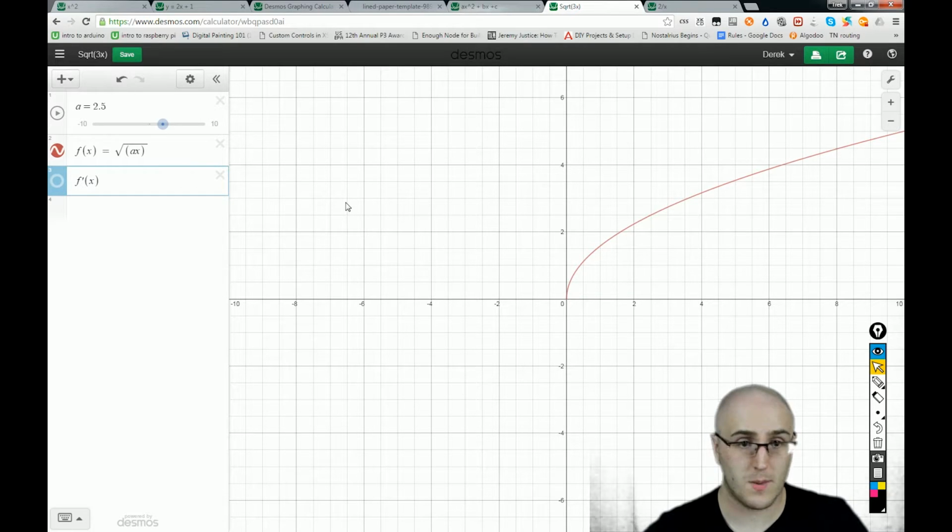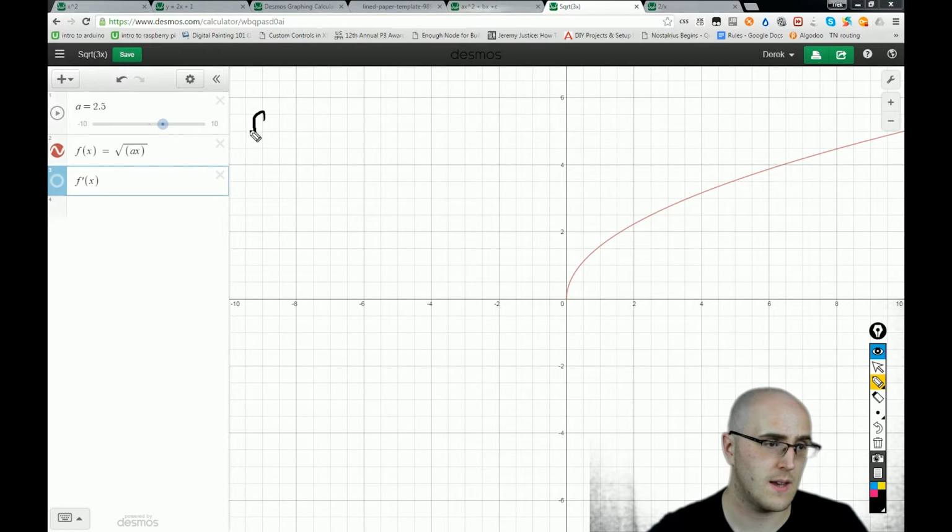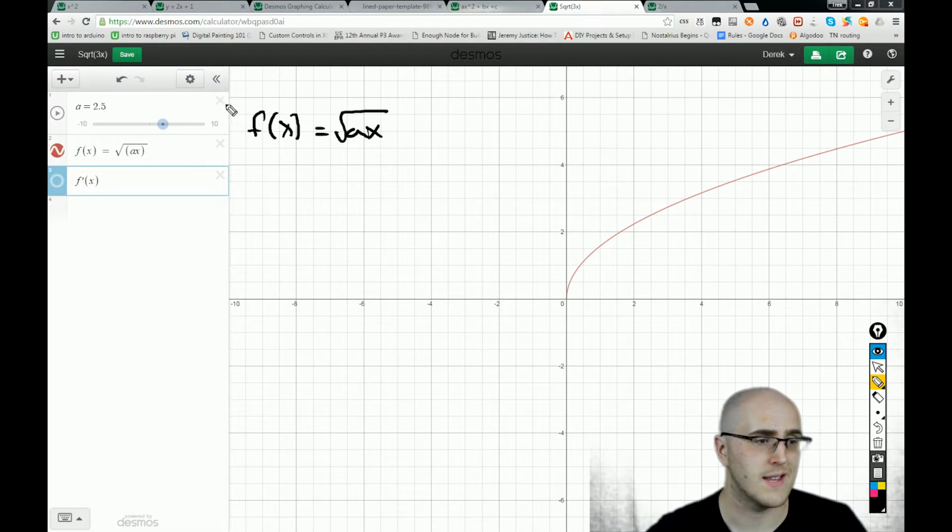I'm trying to get these last couple of examples to be more complicated, to show you how complicated this can get. They aren't super complicated or anything like that, but we're going to work through them because I think they're interesting. So our function this time is f of x equals the square root of ax. In this case, I'm just using the example of a equals 2.5, but we can change that and I can show you what the graph looks like.